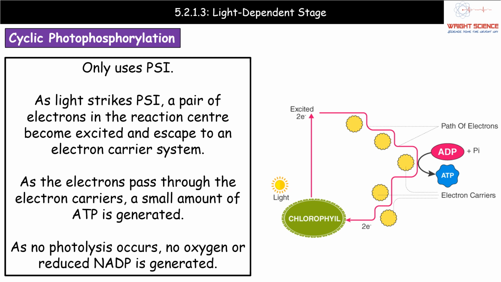We now need to understand the second process of photophosphorylation, cyclic photophosphorylation. The good news, this is easier. We only have one photosystem involved, photosystem 1. Light strikes photosystem 1, a pair of electrons become excited and they leave our chlorophyll. They then enter this electron transport system, and as a result of being passed through those different electron carriers, we generate a small amount of ATP. Then those electrons go back into the chlorophyll of our photosystem 1, hence cyclic, because what we see is the chlorophyll loses electrons, it goes down these little electron carriers before it goes back to where it started. Now, we have no photolysis occurring, therefore no oxygen or reduced NADP is generated. So in our cyclic photophosphorylation, all we're generating is a small amount of ATP.